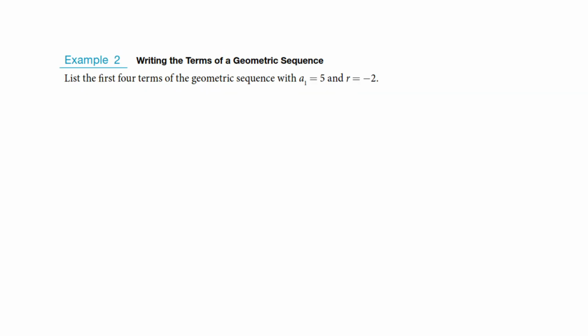Okay, so this is going to be pretty straightforward. This whole video is going to be pretty easy. It'll step up in our second part here. But so we want to write the first 4 terms of a geometric sequence. Well, we have the first term, and we know the common ratio. So all we're going to do is repeatedly multiply.